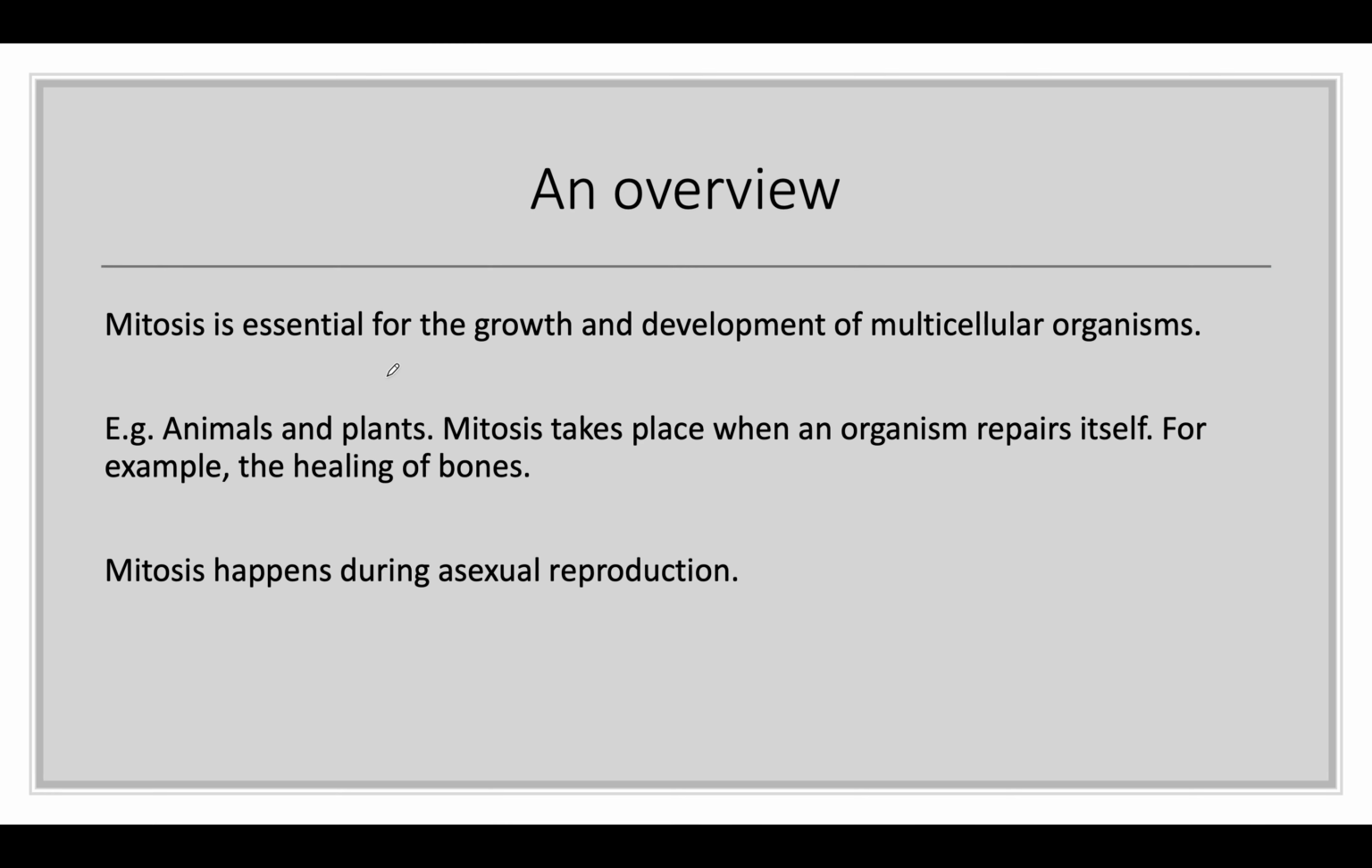So an overview: mitosis is essential for the growth and development of multicellular organisms. Mitosis can take place in animals and plants. It can take place when an organism needs to repair itself, for example the healing of bones. An example here is if you fall down and you start to bleed, you've lost some of your cells, and your body needs to produce other cells to replace those cells that have been lost or damaged, and it does this by mitosis. Another point is that mitosis happens during asexual reproduction, and we're going to have a closer look at this in a later video.